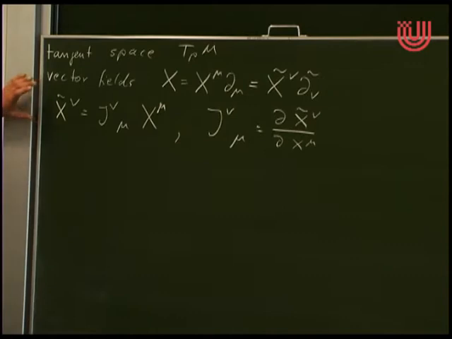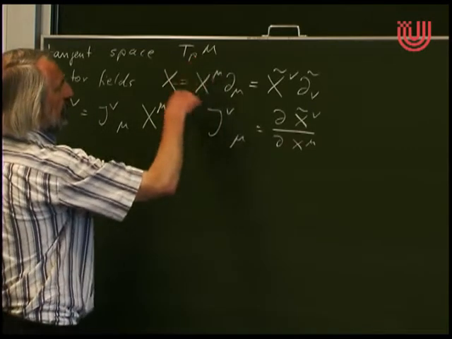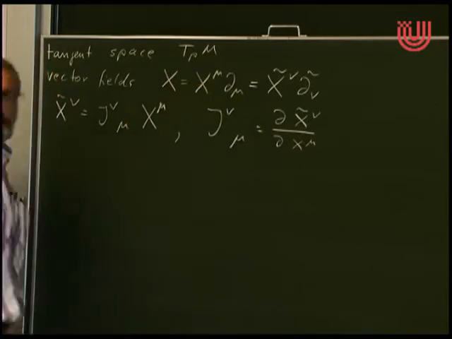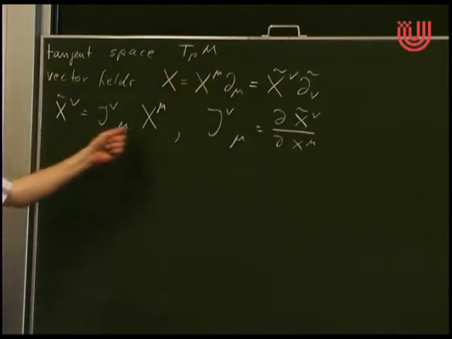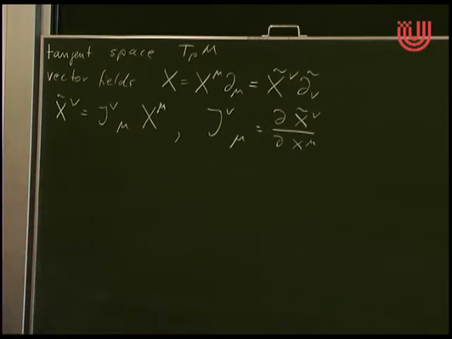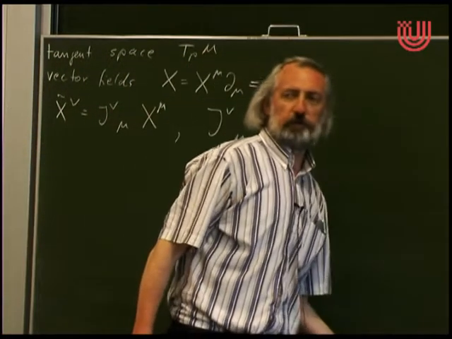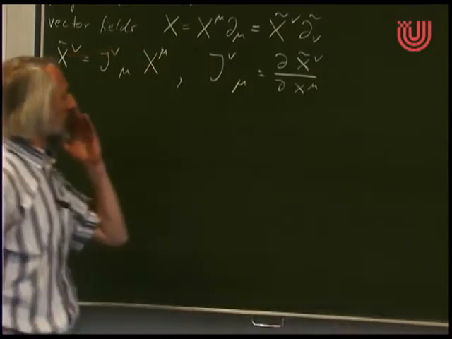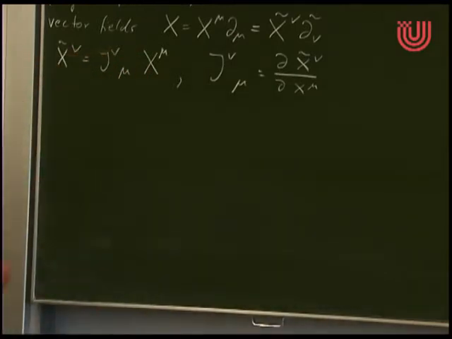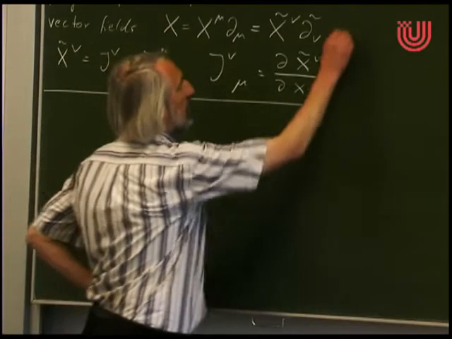And I already told you that many books, in particular older books, use this as a definition of a vector field. So they say a vector field is a thing which is characterized by a quantity with one upper index. And this transforms if I change the coordinates according to this law. That's what they use as a definition of a vector field. I prefer to do it in a more geometric way, which you will find in most modern books on differential geometry, but this is perfectly equivalent. So that was the last thing we did.